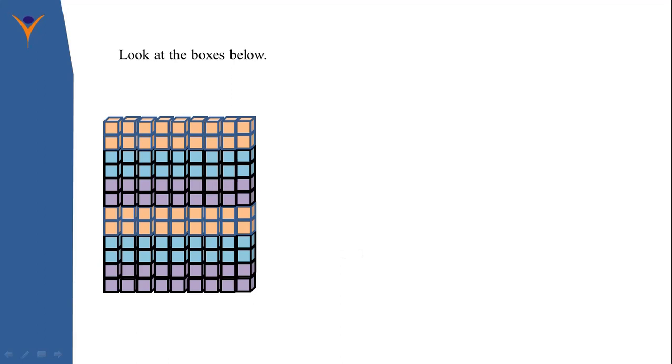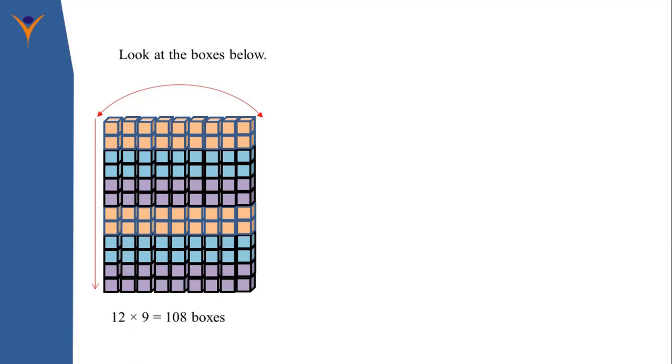So for us to obtain easily the total number of counters, we'll find the number of columns, and then we know the number of rows, and then we multiply. So 9 times 12, or 12 times 9, that gives us 108 boxes. So the total number of boxes we have here is 108.